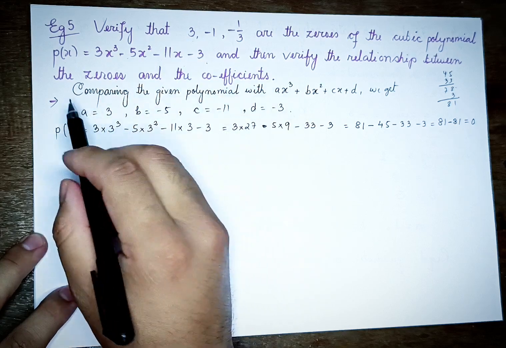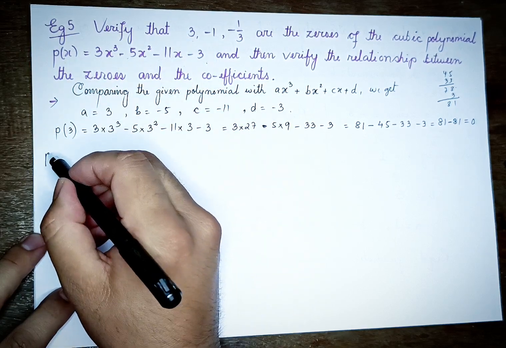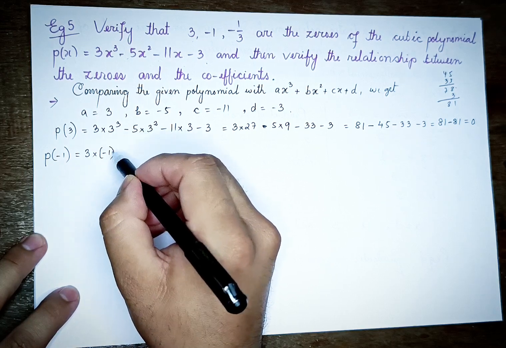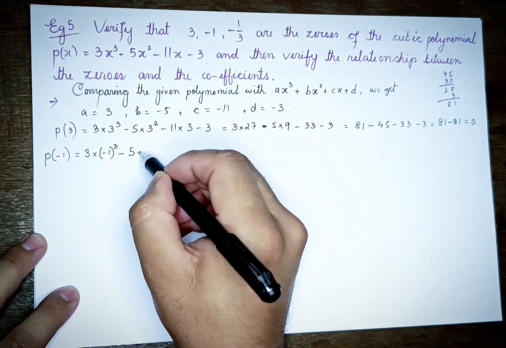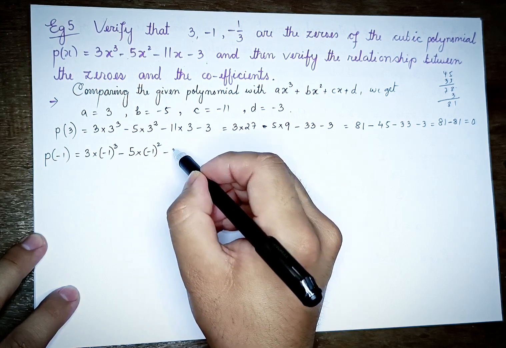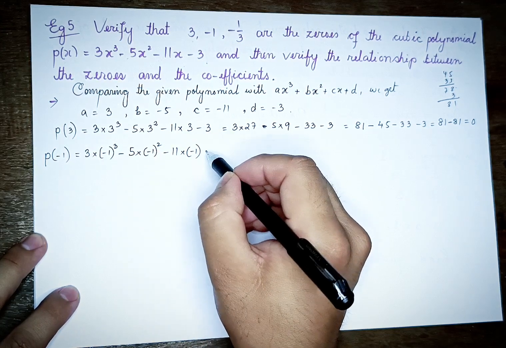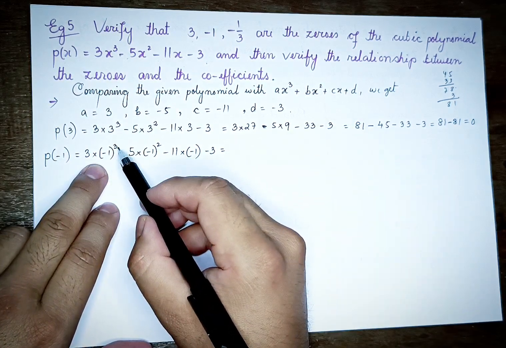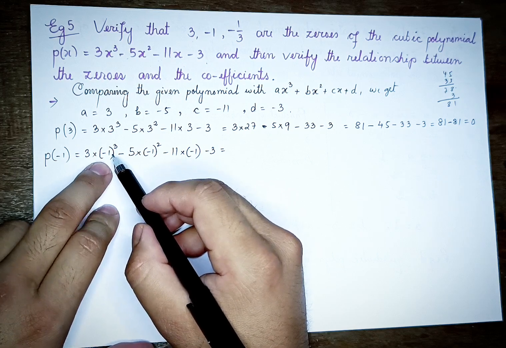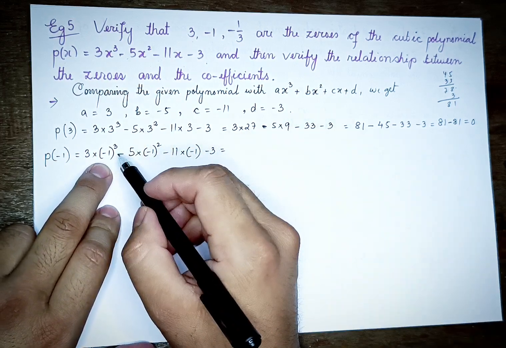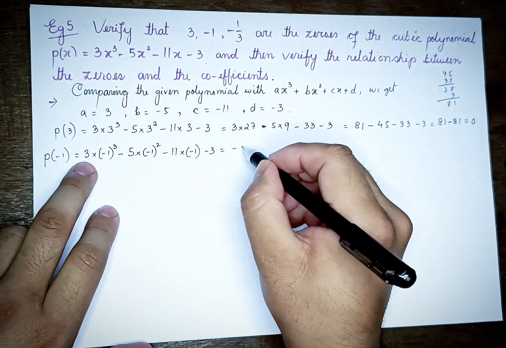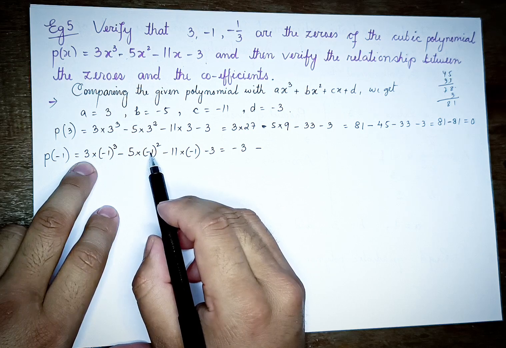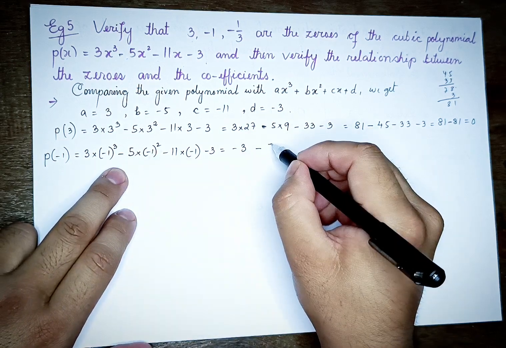Again, we will substitute x with minus 1. P of minus 1 is equal to 3 into minus 1 whole cubed minus 5 into minus 1 whole squared minus 11 into minus 1 minus 3. Minus 1 whole cubed: the power is odd, so it gives minus 1. Multiplying minus 1 and 3, we get minus 3. Minus 1 whole squared: the power is even, so it gives positive. So 5 into 1 is 5.